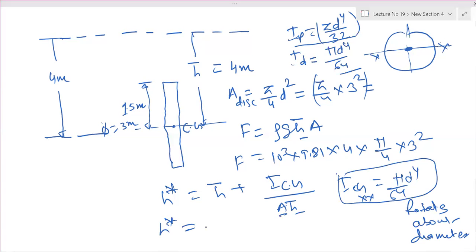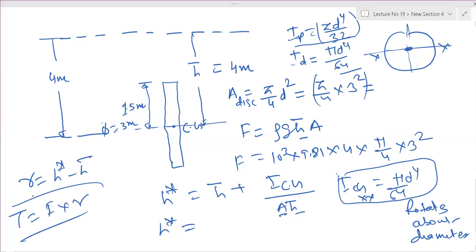Once you get H star, you can calculate R, that is H star minus H bar, and then torque will be F into R. So this much torque will be required to keep the disk in equilibrium. Your hydrostatic total force will act here, and this distance is your H star minus H bar, and where the force acts is your H star.